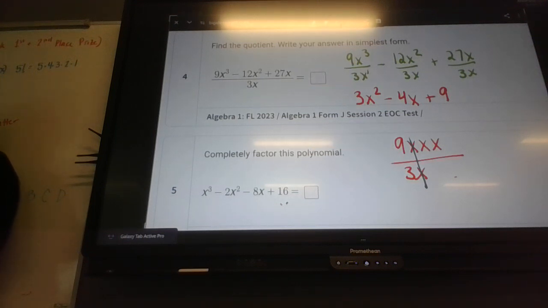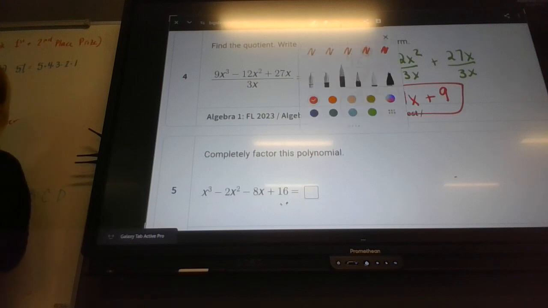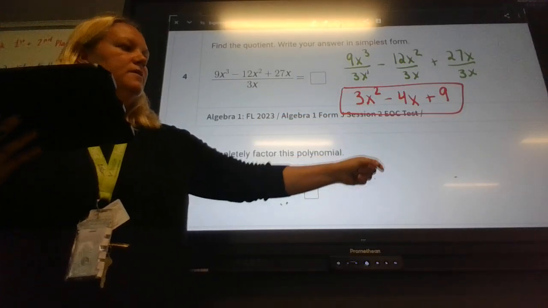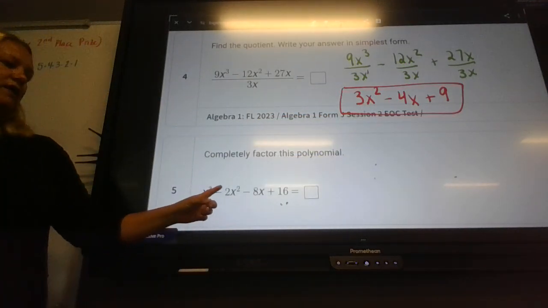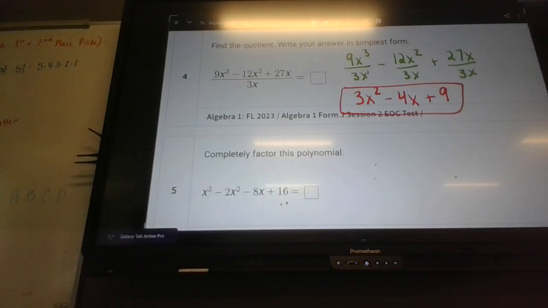Okay. Number 5, completely factor the polynomial. This is 1, 2, 3, 4 terms. When there's 4 terms, you can factor by grouping. So you can do a group of 2 and a group of 2, and you take out a greatest common factor, a GCF.